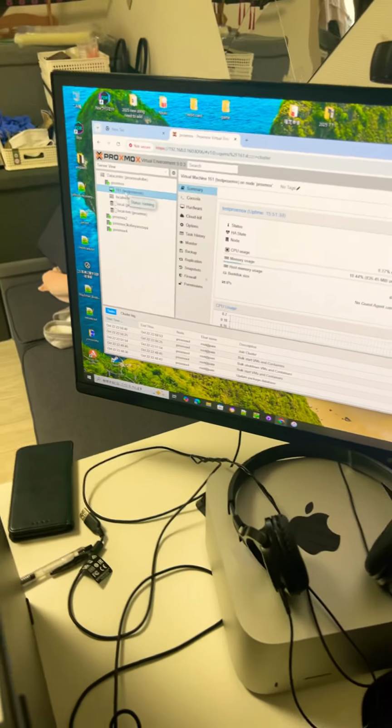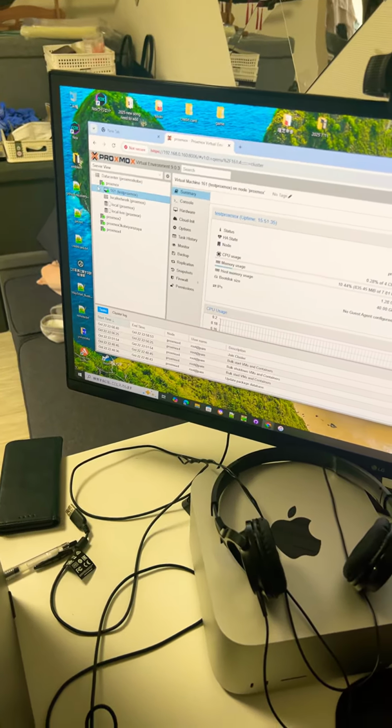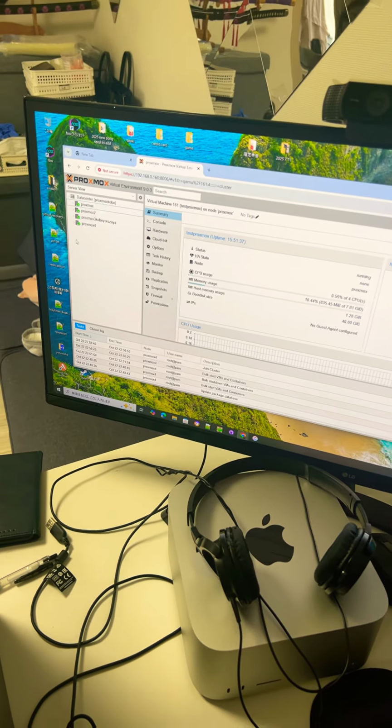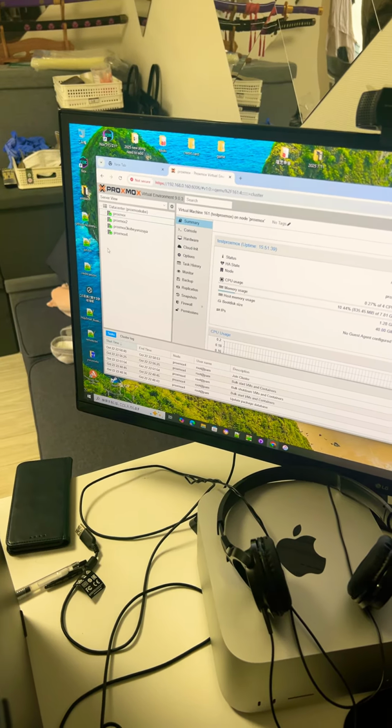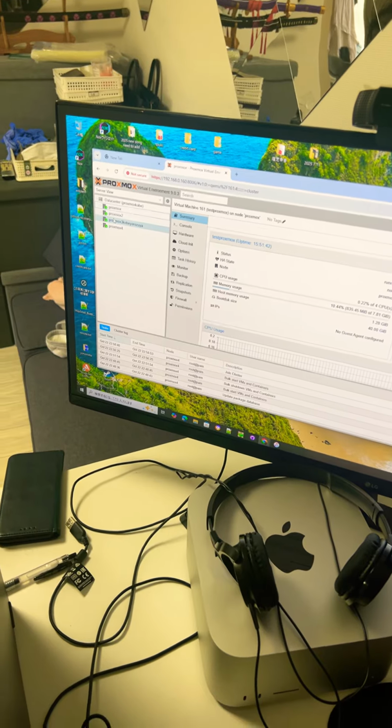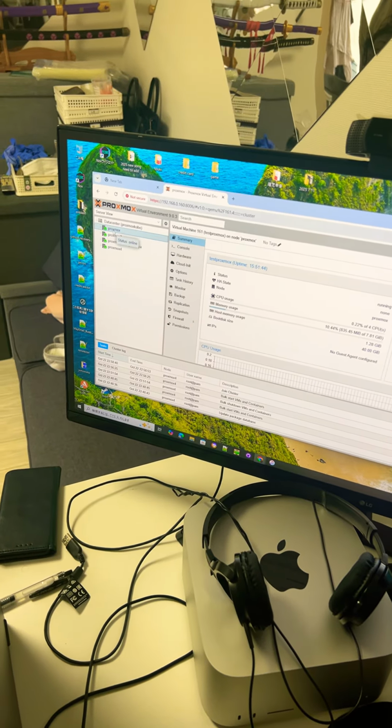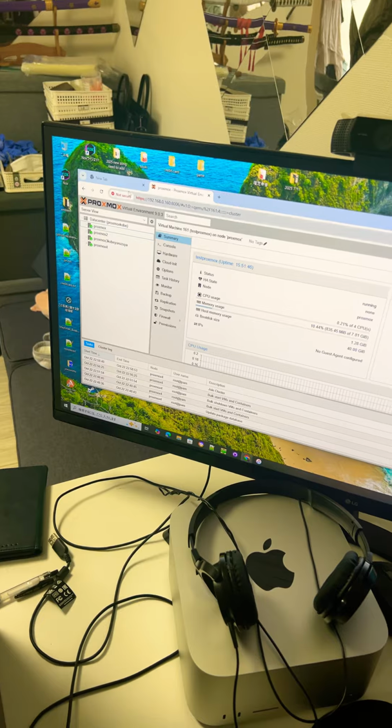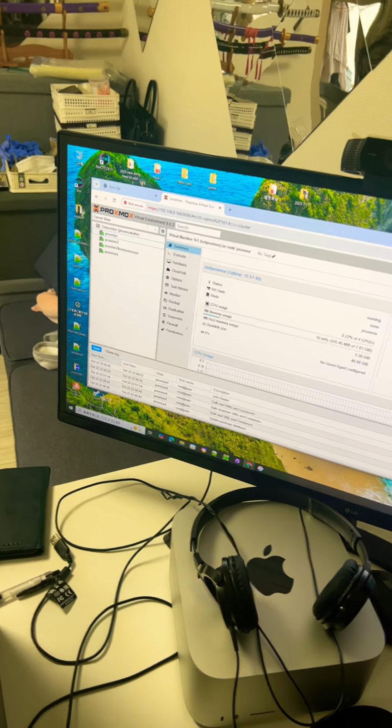Okay, so we're back on the Proxmox cluster. I already finished the entire thing. The only miss I made is the naming convention on this one. So Proxmox 1 is where everything joins the cluster.